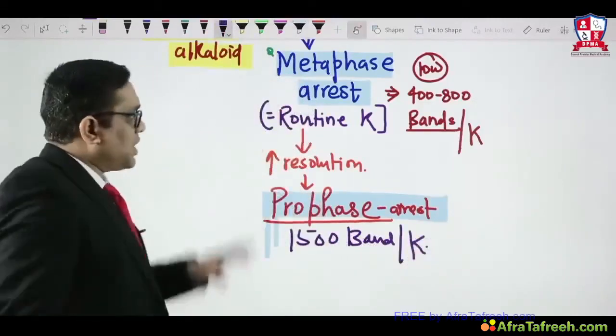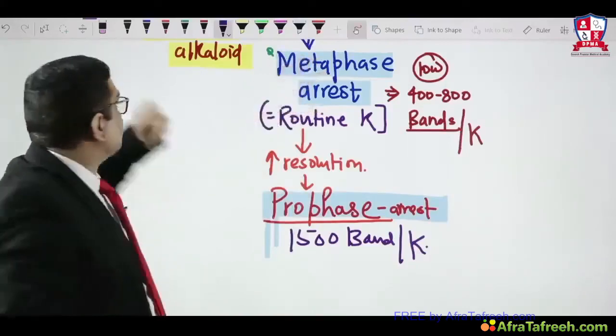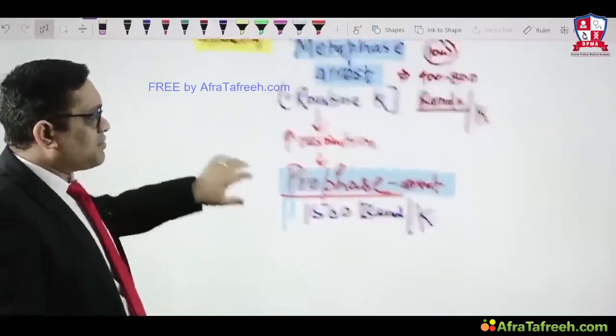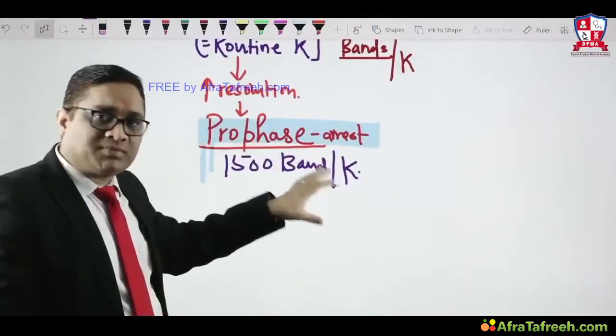This is how we have to understand routine karyotyping. Metaphase arrest is done where resolution is very low, up to 400 to 800 bands, but in prophase arrest we will be seeing 1500 bands. So resolution has been increased.